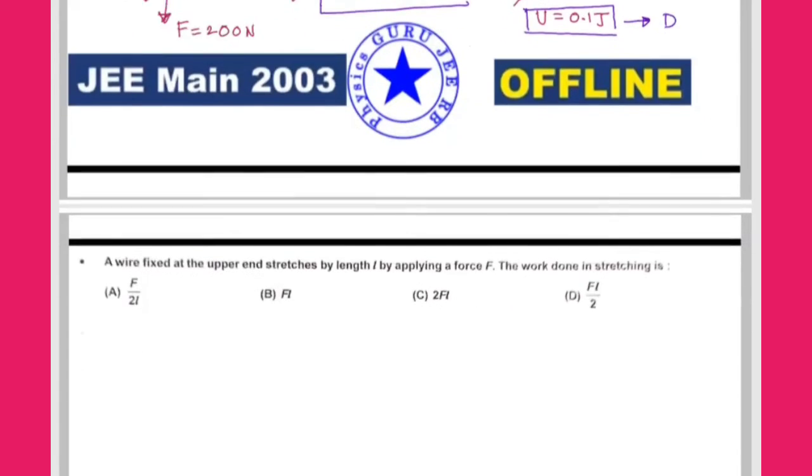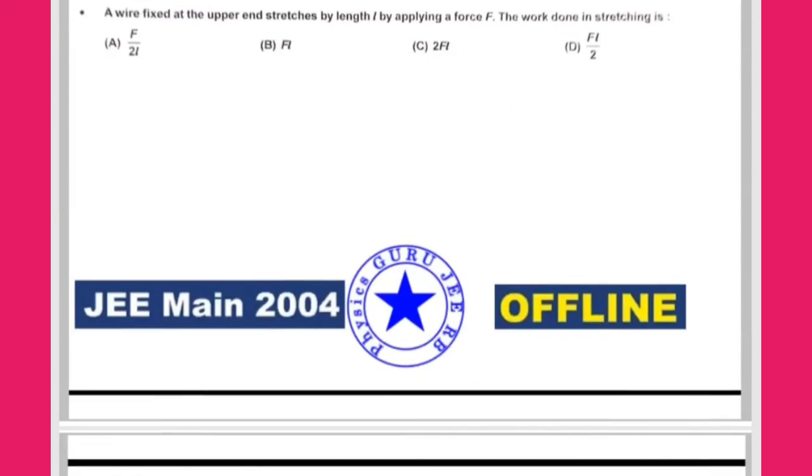Okay, now moving to the next question. JEE Mains 2004 offline question. A wire fixed at upper end stretches by length L. Let me take a wire. We are not doing the derivations here. A wire is fixed at the upper end and stretches by length L. That means it is stretching by a length of L. That is given. Hope this is clear.